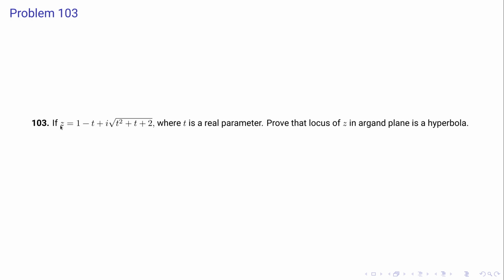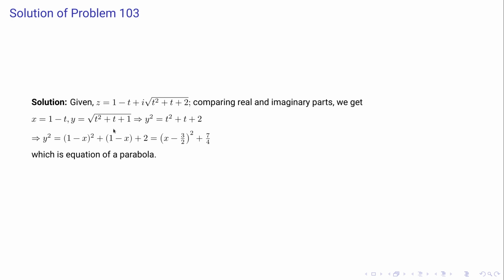Problem 103 says that if Z is equal to 1 minus T plus i square root of T square plus T plus 2, where T is a real parameter, prove that locus of Z in argand plane is a hyperbola. So this is all about eliminating T from the equation. We are given Z is equal to this much. So if Z is equal to X plus iY, then you compare real and imaginary parts. You will get X is equal to 1 minus T and Y is equal to square root of T square plus T plus 2. This should be 2, it's a typing mistake. So we take this and we square. So we get Y square is equal to T square plus T plus 2.